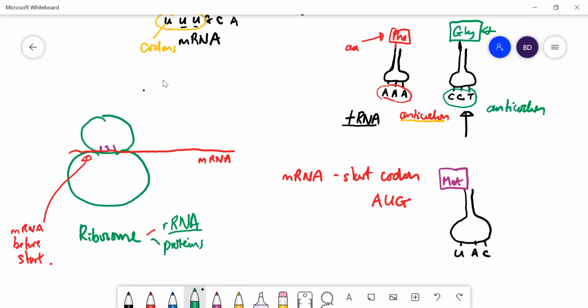Once the mRNA is bound to the ribosome, what will happen first of all is you'll get the methionine tRNA. We'll draw that, and it will bind there. Then you'll get a whole lot of other tRNAs, where the anticodon will hydrogen bond with the codon, and they're all going to start lining up on the mRNA. I'll draw them different colors to show the different amino acids.